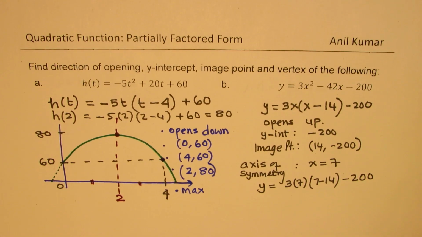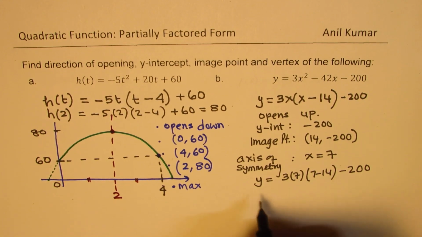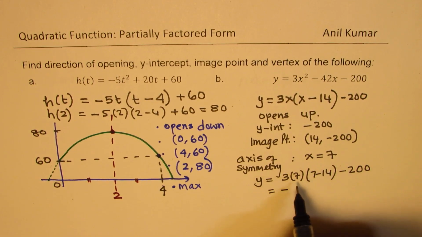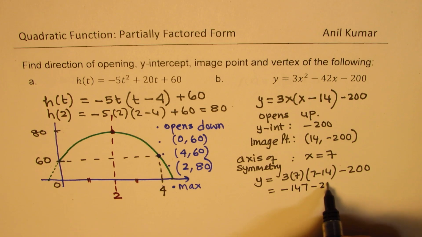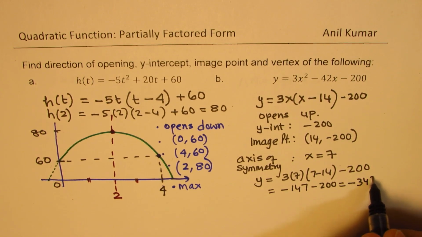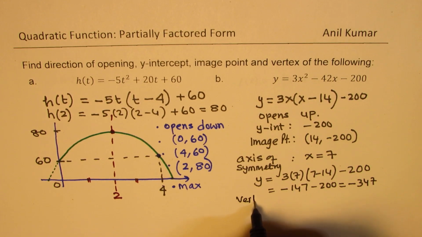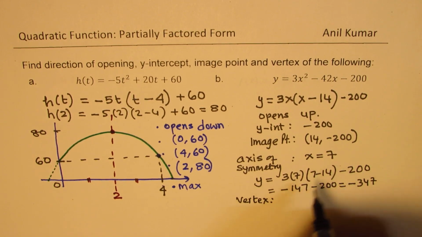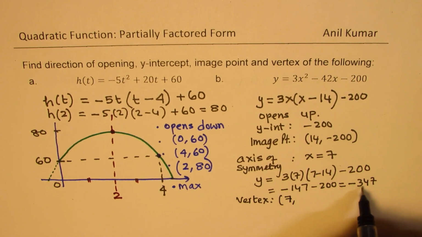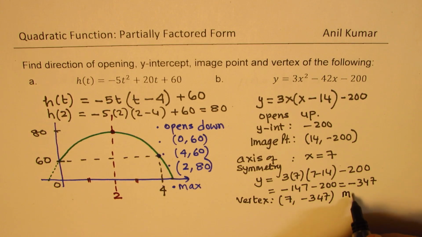Right? So you can now multiply. 3 times 7 is 21, and times minus 7. So 21 times 7 will be 147, minus 200, and we get this as minus 347. So the vertex in this case will be at 7, and the value will be minus 347. It will refer to a minimum.